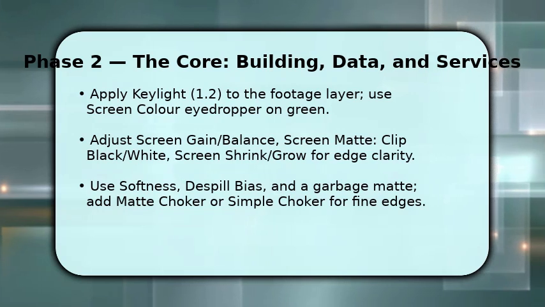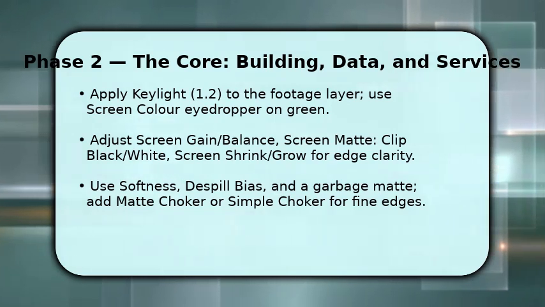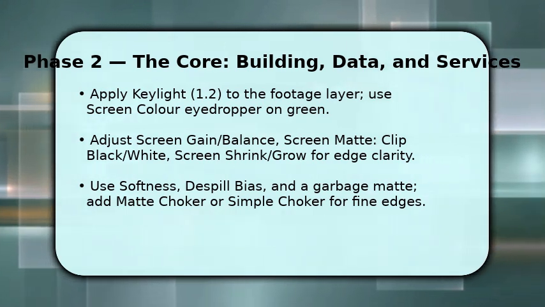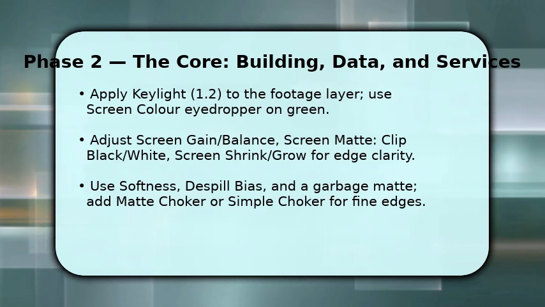Now you remove the green with Keylight and refine the matte. You want a clean silhouette. Start by sampling the green with the screen color eyedropper, then tweak screen gain and balance to reduce spill.